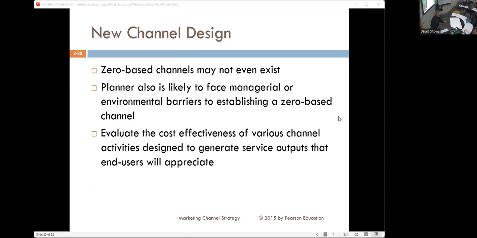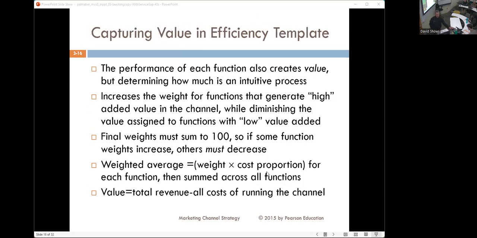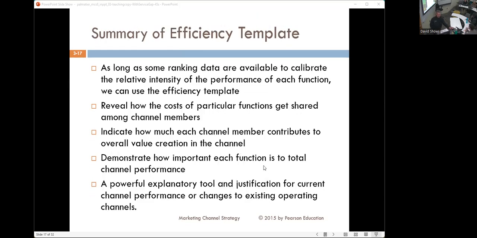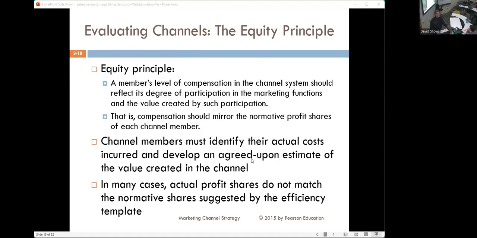All right. One other thing I wanted to do before I go on, also in the description of the efficiency template. So we talked about that, but this was important for you to understand, and that is the equity principle. I've talked about it multiple times, but this is where you actually see it. The equity principle basically states an honest day's wage for an honest day's work, that the level of compensation in a channel system should reflect a degree of participation.